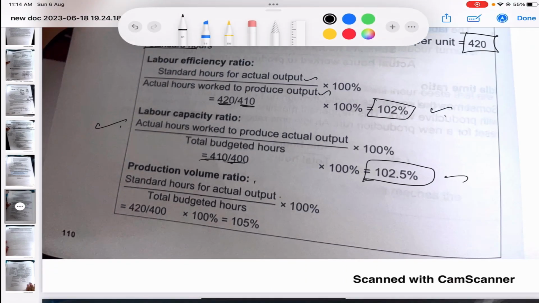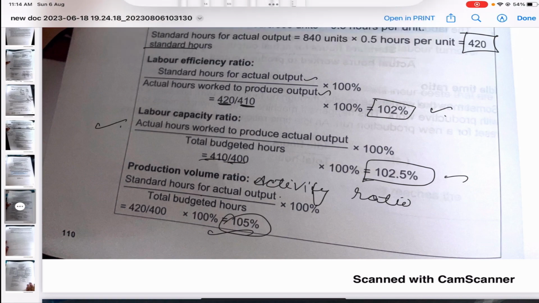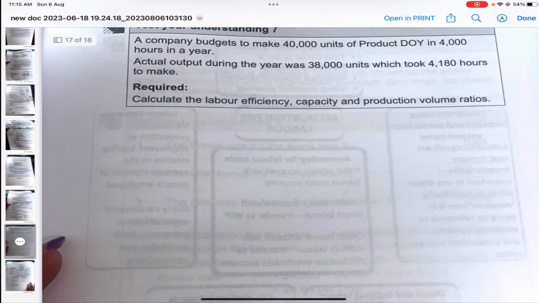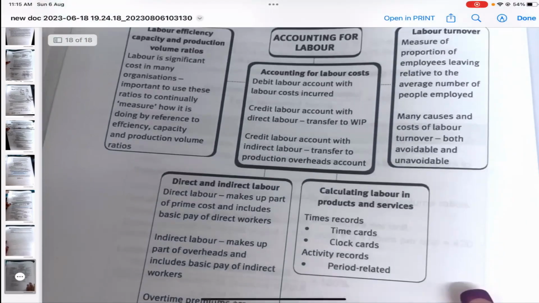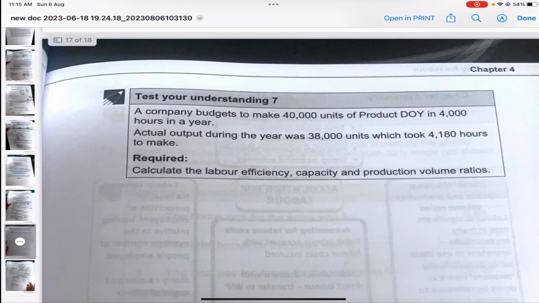Production volume ratio, or activity ratio. Standard hours, which is 420, which we calculated, divided by total budgeted hours multiplied by 100 would give you 105%. Very simple. See, if you know the formulas, then you got this. Now we are coming to an end of the chapter. Let's just quickly finish our test your understanding 7.